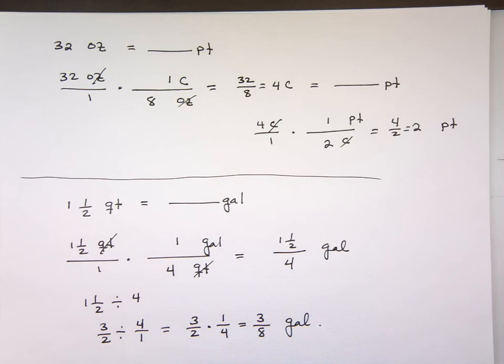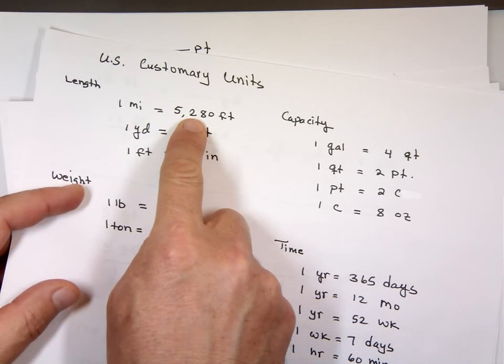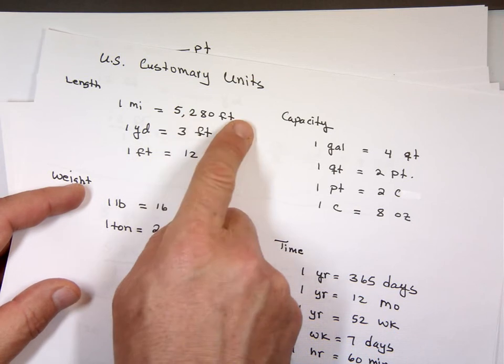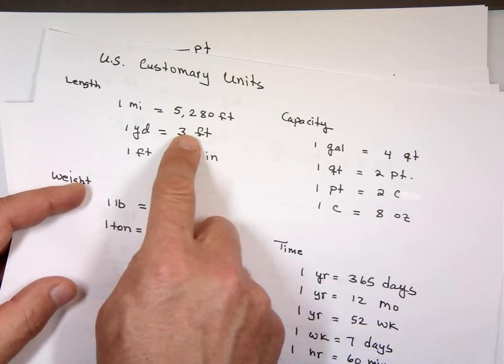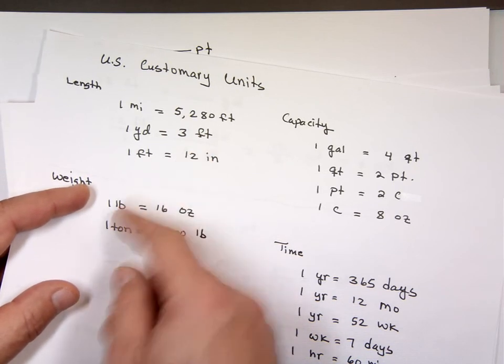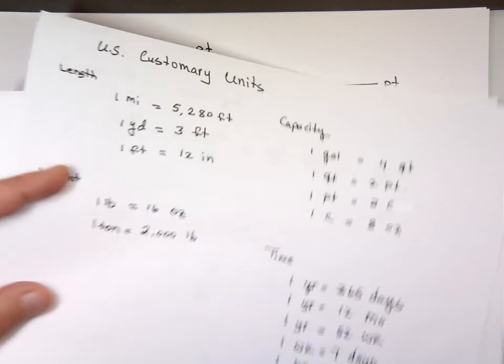Notice here, everything is not a multiple of 10. Meaning what? 1 mile is not a 10 or 100 or 1,000. It's some crazy number, 5,280 feet. 1 yard is 3 feet, not 10. 1 foot is 12, not 10 or 100. In the metric system, everything is a multiple of 10, which makes the math easier. So we'll stop with this one. That's this section.